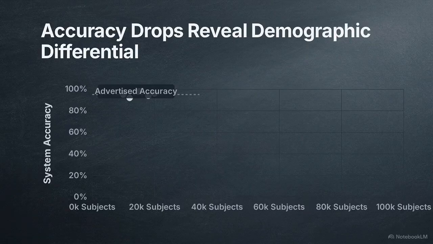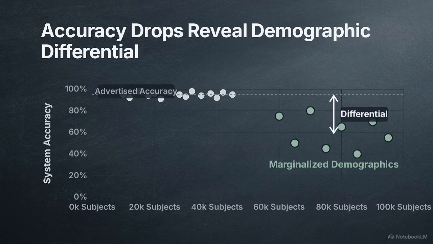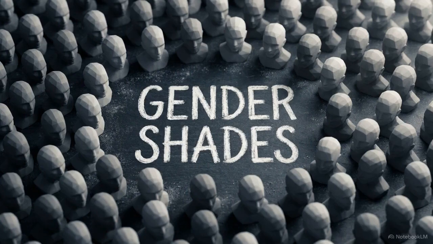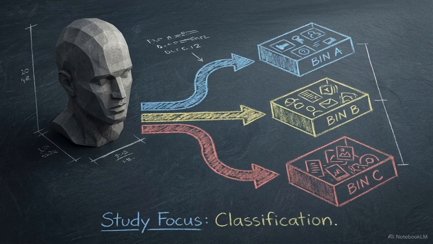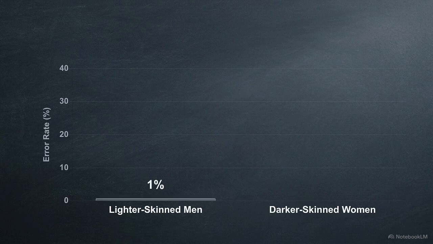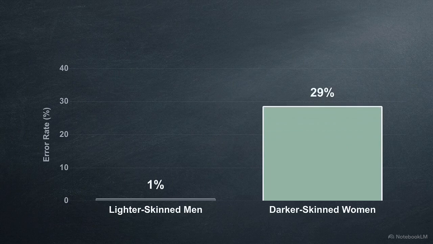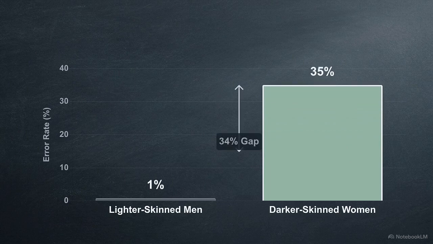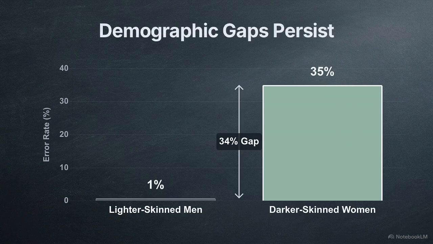To see how these errors distribute unevenly, researchers look for a demographic differential. The landmark Gender Shades study provided a clear test of this concept. It is worth noting that this particular study tested the software's ability to classify gender rather than its ability to identify a specific face. For lighter-skinned men, the error rate was under 1%, but for darker-skinned women, it spiked to roughly 35%. While overall accuracy has improved since 2018, severe demographic gaps in false matches persist today.